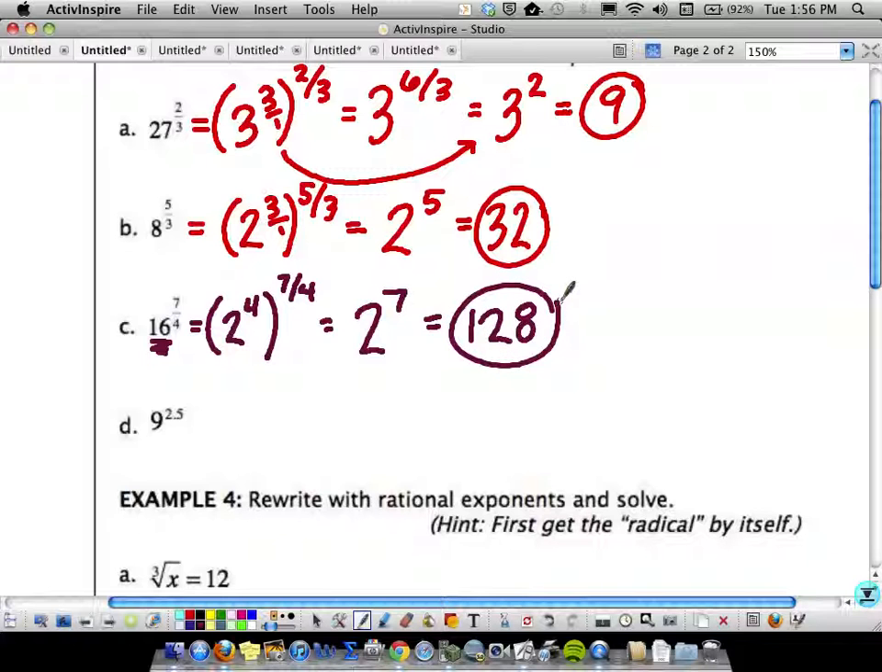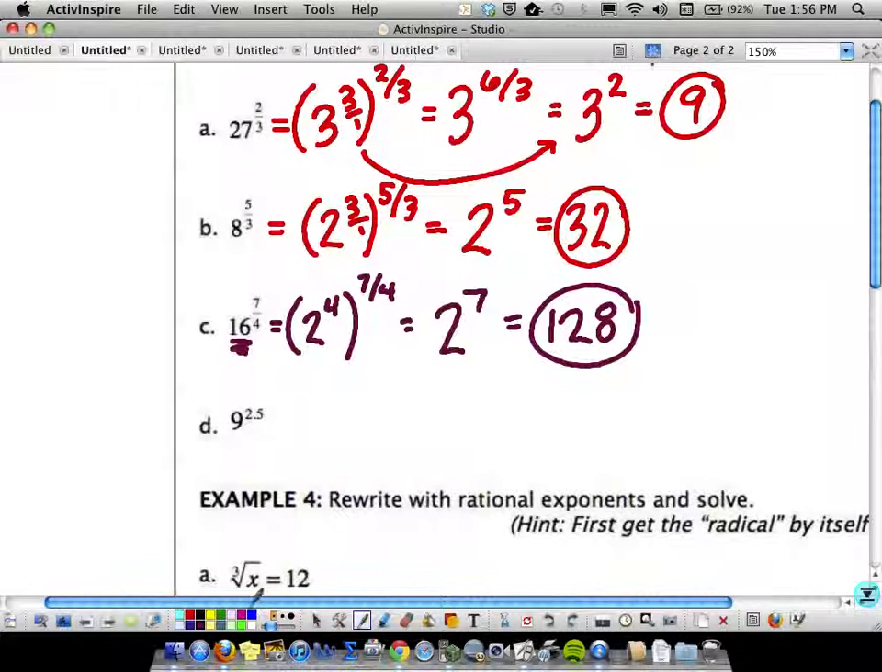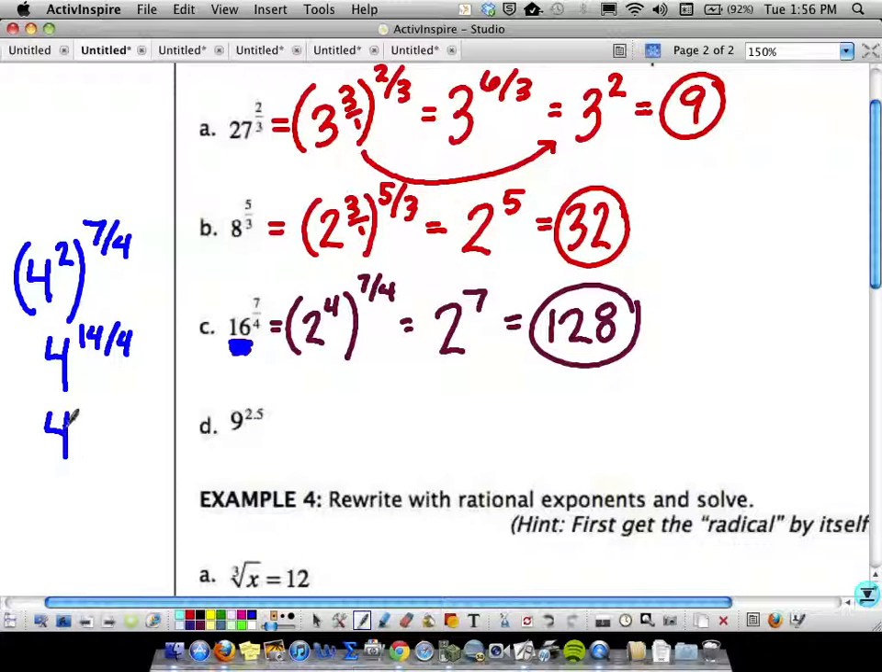Now, when you looked at part C, what you might have noticed first is that 16 can be rewritten using a base of 4. So 16 could be rewritten as 4 squared, and then all of that would still be raised to the 7/4. If we multiply 7/4 by 2, we get 14/4. So the only problem here is that we end up with 14/4, which we could reduce, and that would be 4 raised to the 7/2.